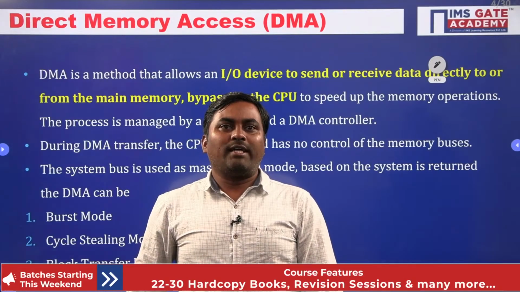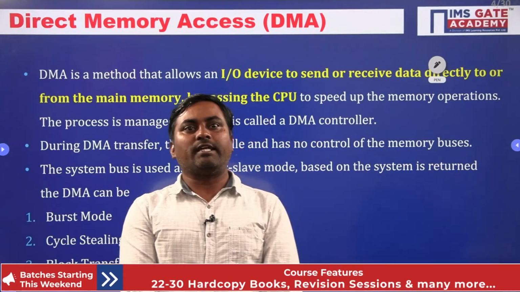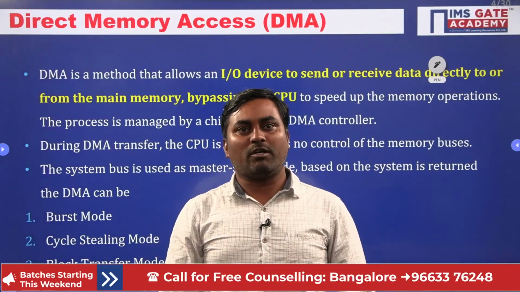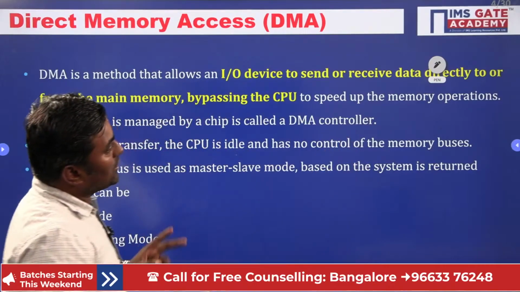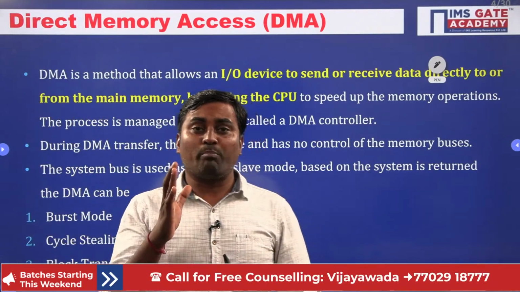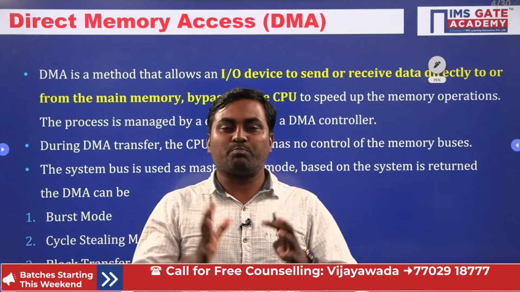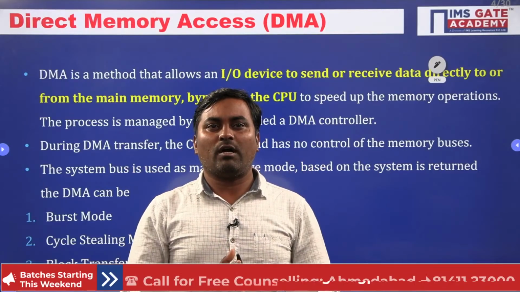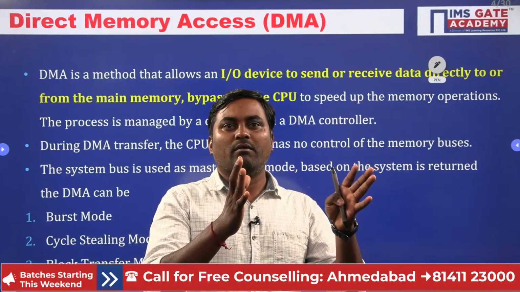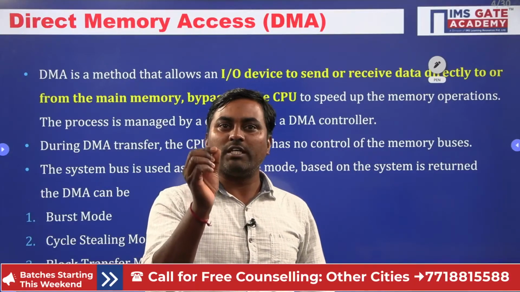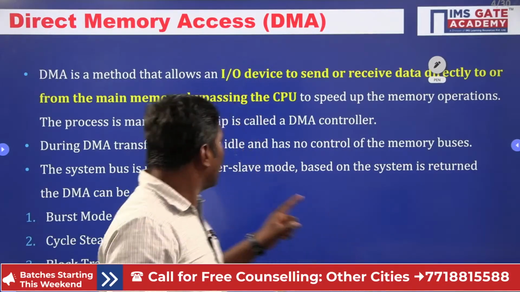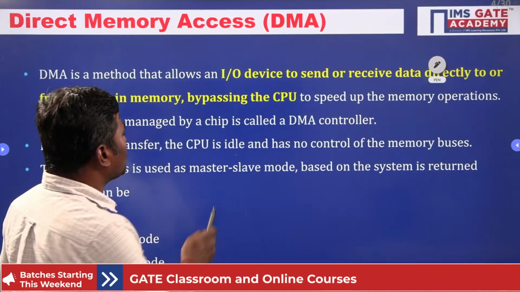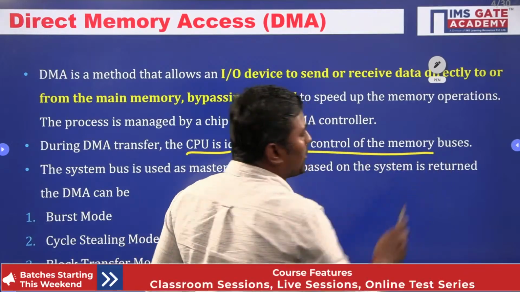Okay, so now let's continue the part of the DMA. What I was telling, we'll understand the framework of the DMA controller. The purpose of the DMA is to bypass the processor to speed up the memory operation. Whenever you want to transfer a bulk amount of data from the device to memory and memory to device, we can use a DMA controller. During DMA transfer, the CPU is sitting idle and has no control of the memory bus.